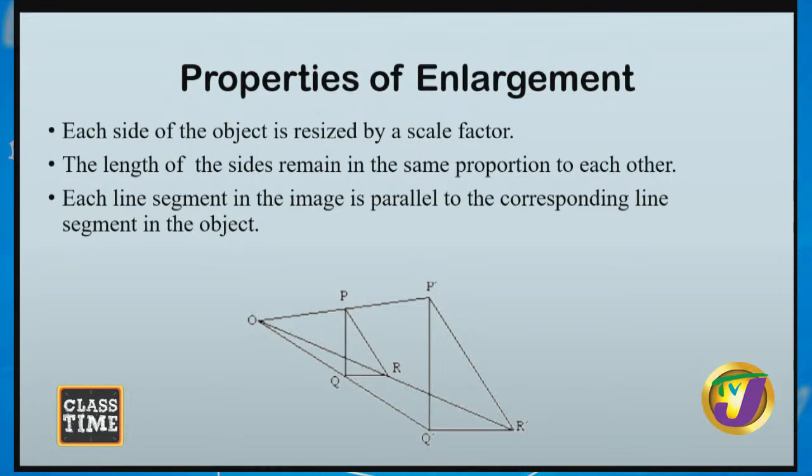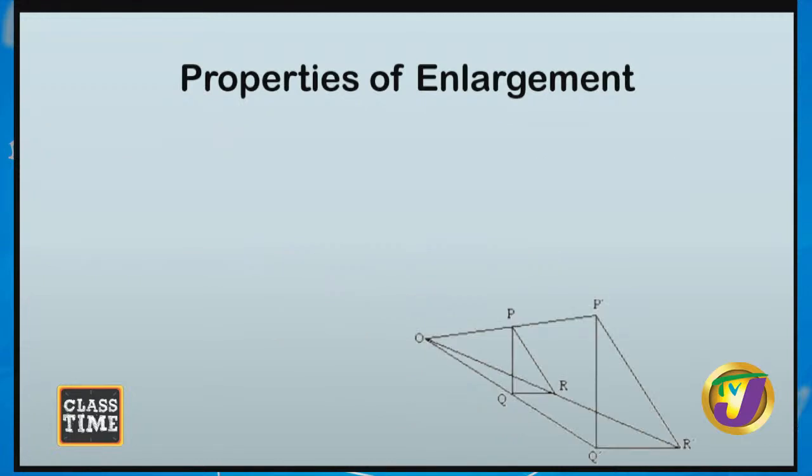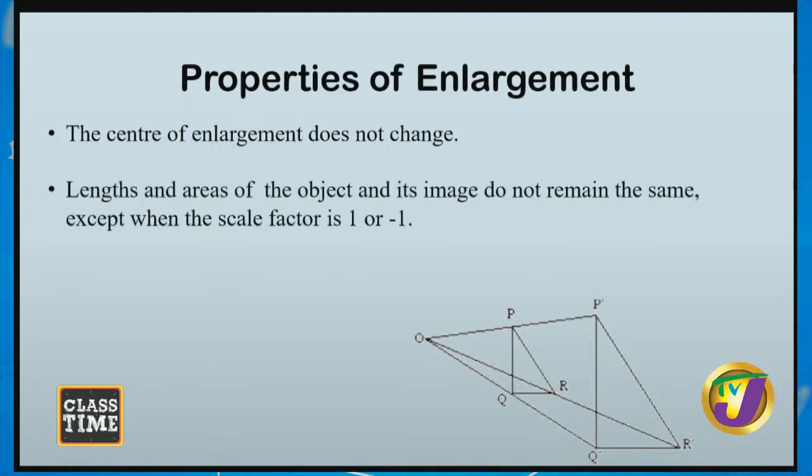Awesome, yes. And parallel meaning that they are going in the same direction, equal distance apart. That is right. And all the angles remain the same in the object and its image. We would have seen that in our exploration earlier. Yes. Let's look at some more. Now, the center of enlargement does not change for that specific enlargement. Right. For that specific transformation, the center of enlargement would not change. The length and the area of the object and its image do not remain the same, except when the scale factor is 1 or -1. And we'll talk more about that further in the lesson.